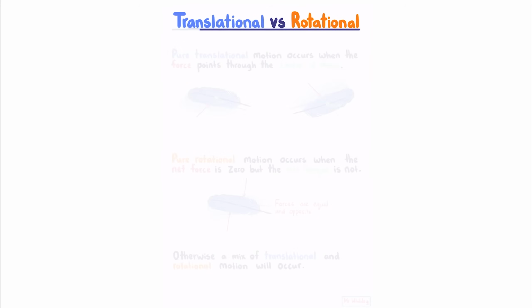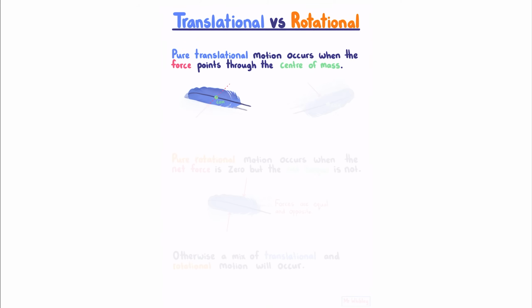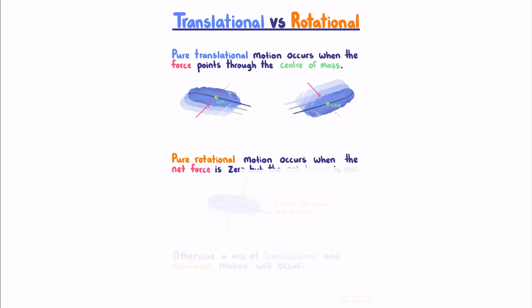Translational versus rotational. Pure translational motion occurs when the force points through the center of mass. So if we have a feather with a center of mass, if we apply a force that points through that center of mass, we're going to get pure translational motion, which is to say the feather will be moving, but it won't be rotating. Pure rotational motion occurs when the net force is 0, but the net torque is not.